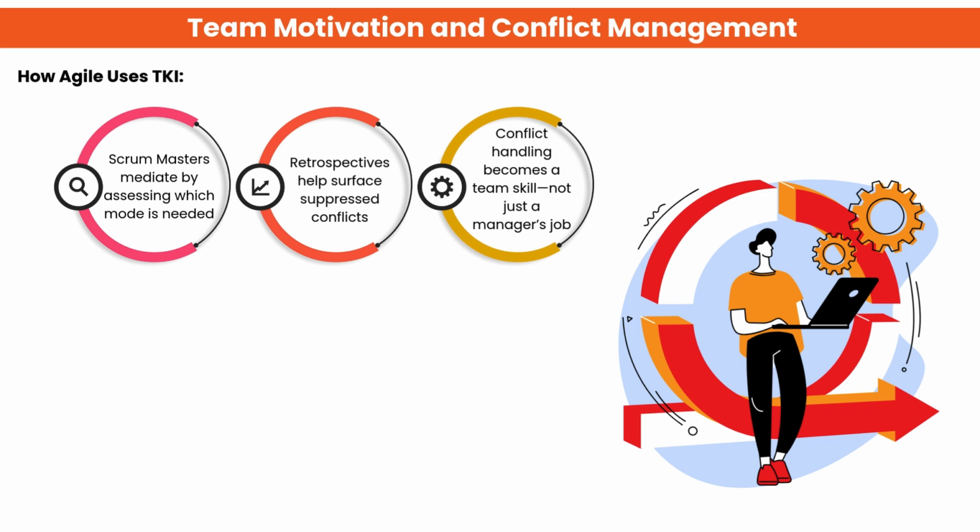This slide shows how Agile teams use the Thomas-Kilmann Conflict Model (TKI) in practice. Scrum Masters help teams identify the right conflict style instead of reacting emotionally. Retrospectives act as a safe space to bring hidden conflicts into the open. Over time, conflict handling becomes a team skill, not just the manager's responsibility, which improves collaboration and trust.